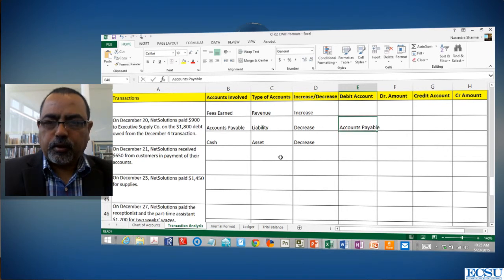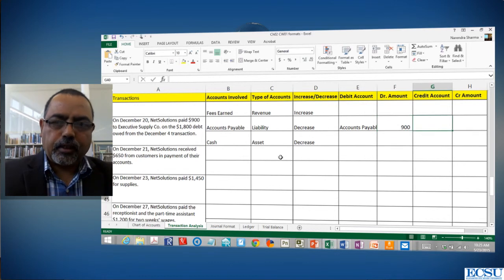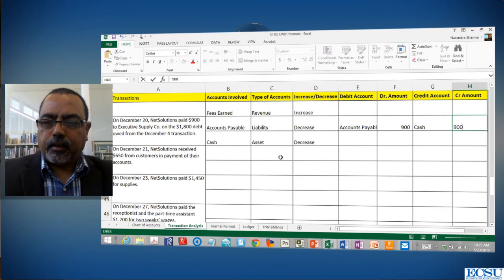And the amount would be 900, since I paid 900, so that is the amount that should be debited, and cash would be credited with 900 as well.